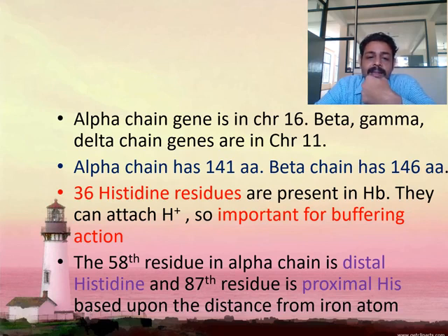The 58th amino acid in the alpha chain and the 87th are both histidine. One is called a distal histidine, one is called a proximal histidine. It is based upon the distance from the iron atom. So you have to remember 36 histidine molecules are present in hemoglobin. They are important for buffering action, and two histidines are there: one is a proximal histidine and another is a distal histidine.